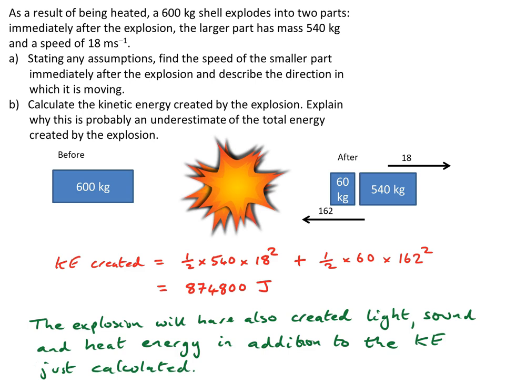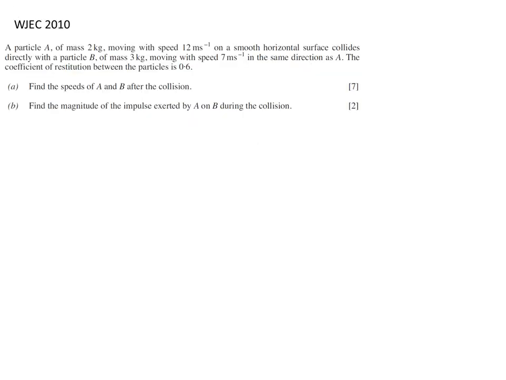So we'll now move on to a second example. We have a particle A of mass 2 kilograms moving at speed 12 meters per second on a smooth horizontal surface, when it collides directly with a particle B of mass 3 kilograms moving at speed 7 meters per second in the same direction as A. We're told the coefficient of restitution between the particles is 0.6. We've got to find the speed of A and B after the collision, and we have to find the magnitude of the impulse exerted by A on B during the collision.